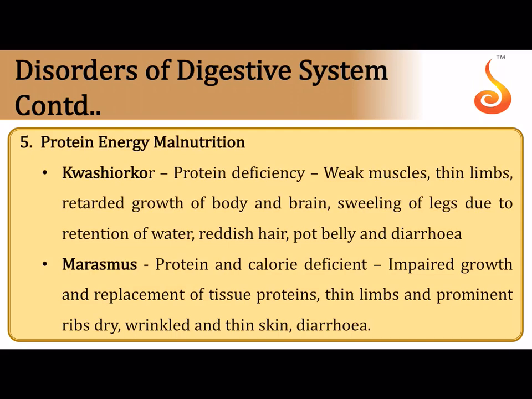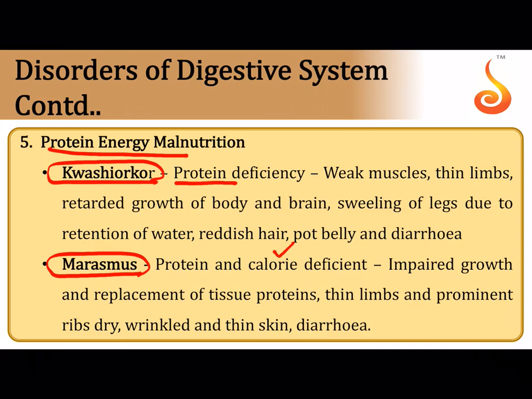So then the last part in this chapter is protein energy malnutrition. If a person or a child is suffering from protein deficiency alone, it is called kwashiorkor. If a person or a child is suffering from protein as well as carbohydrate and fat deficiency, that is protein and calorie deficiency, then we refer to it as marasmus.